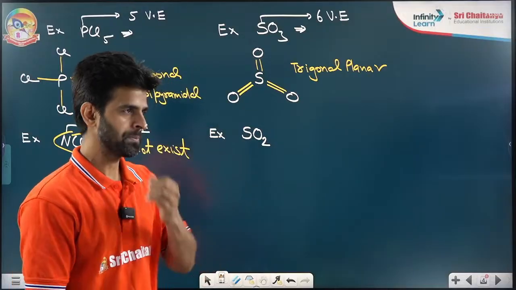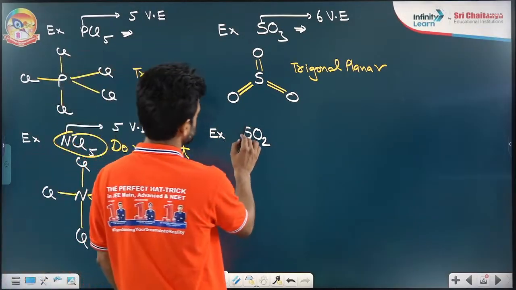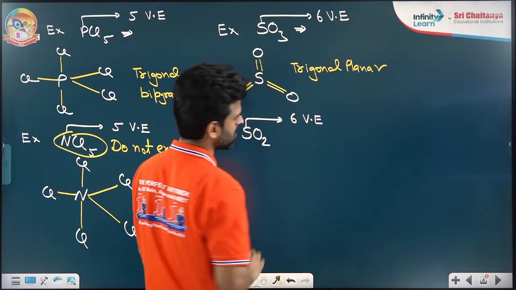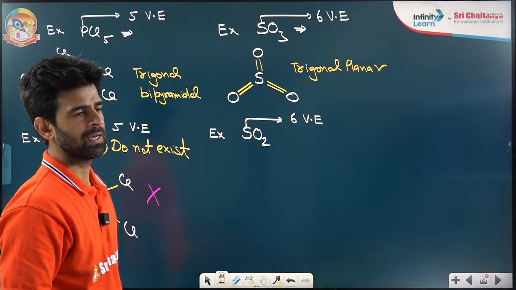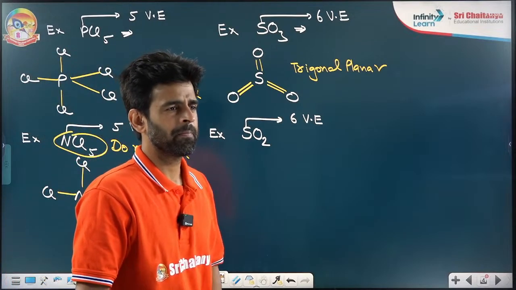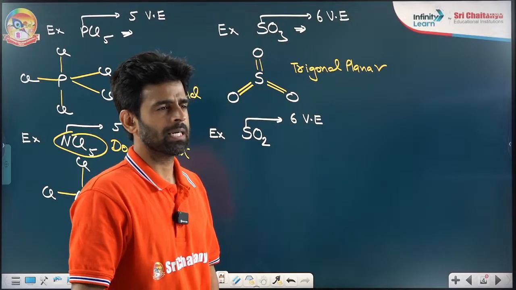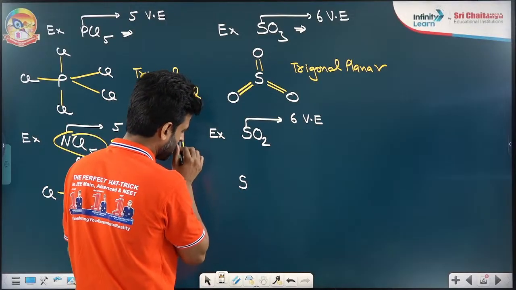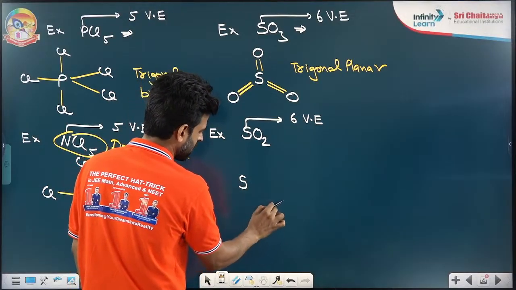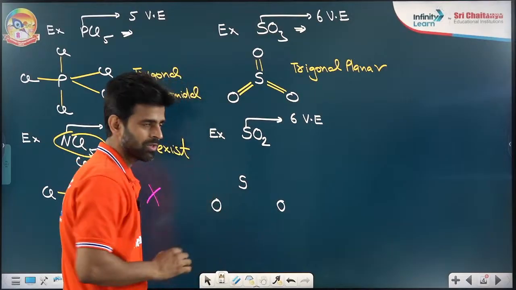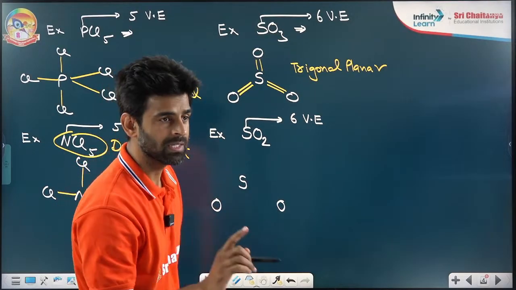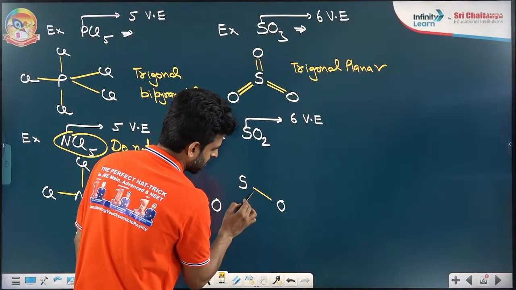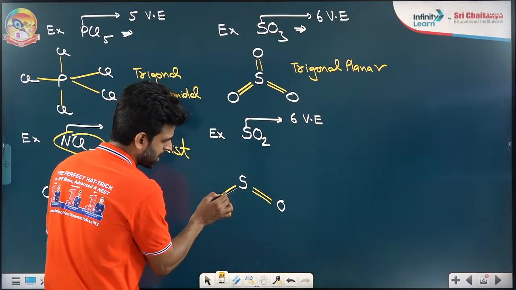Let's see, children. Here sulfur has 6 valence electrons. Okay, Gayatri. Okay, let us check then. Let us see, beta, SO2. Sulfur here, and I am putting oxygen. There are 2 oxygens only. How many bonds does oxygen make? Good. 2 bonds. So I am making a double bond. It also makes a double bond, right?